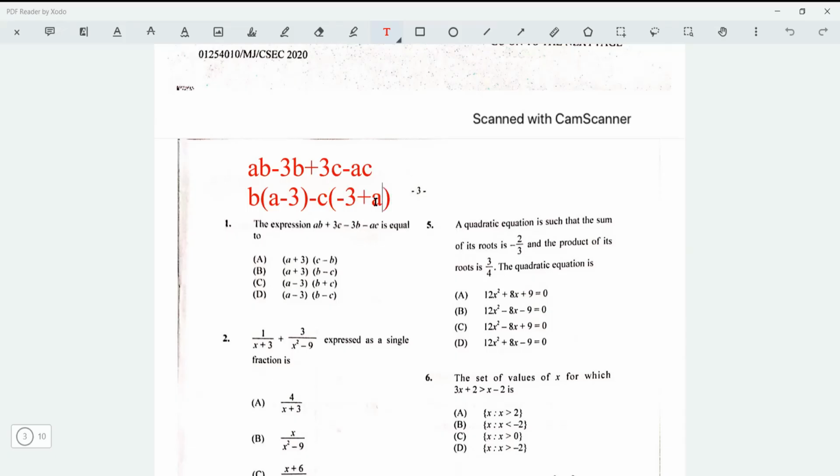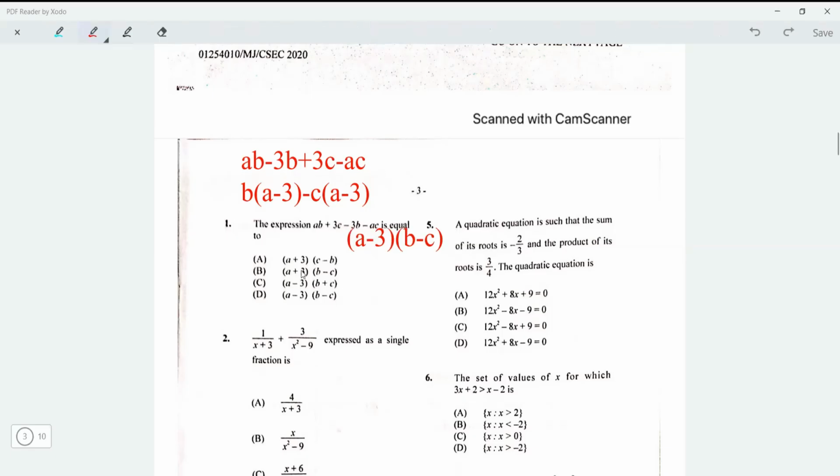But minus 3 plus A in here is the same as A minus 3. So this works out simply to be A minus 3 times B minus C. That's the answer. That's number 1. Nice. So for 2020, A minus 3, B minus C, which is option D.